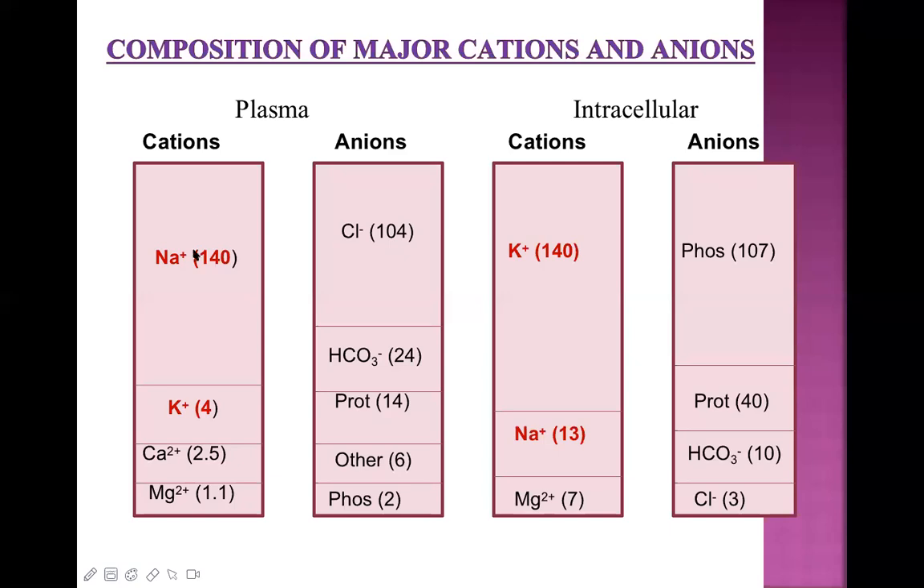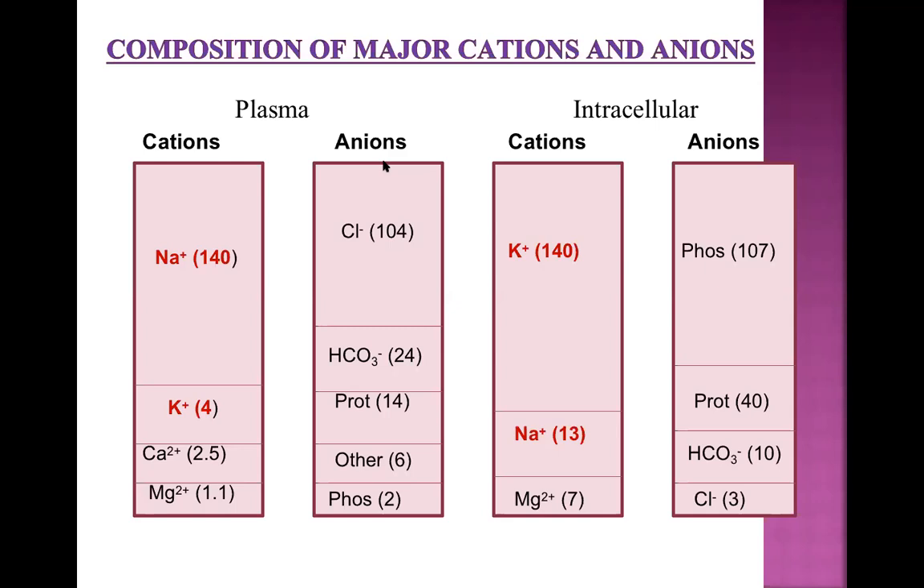In the plasma, the dominant or most important cation is the sodium. Cation means positively charged ion, anion means negatively charged ion. So the dominant cation, or positively charged ion, is sodium in the extracellular fluid. Plasma is the example of extracellular fluid. Whereas look at the concentration of potassium in the extracellular compartment, just 4. This is milliequivalent per liter. This is very, very important for you to remember.